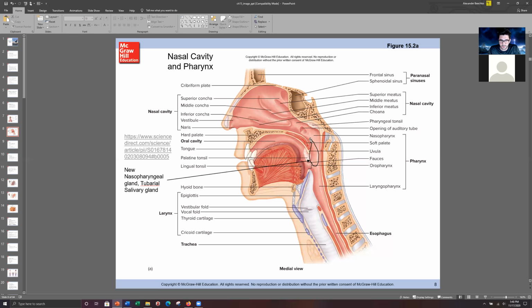But then I have this little blurb right here. One of you guys sent me this link to a new gland called the tubarial salivary gland. It's not depicted on here. It's not really depicted in any anatomy textbook because it was recently discovered this year. But yeah, it hangs out right about here, right where the oropharynx begins and the nasopharynx ends.